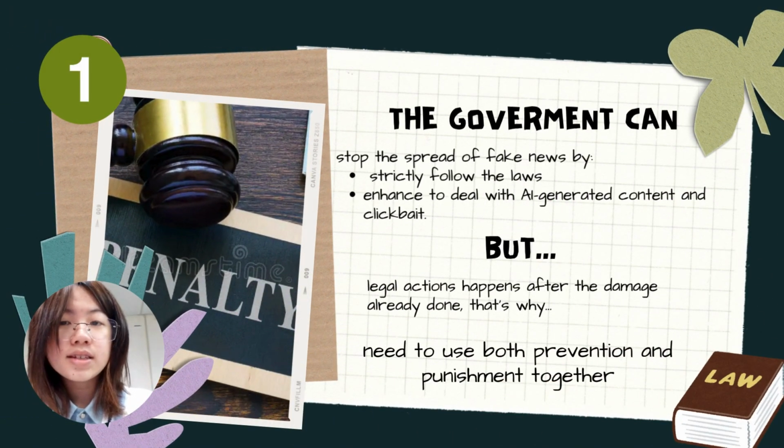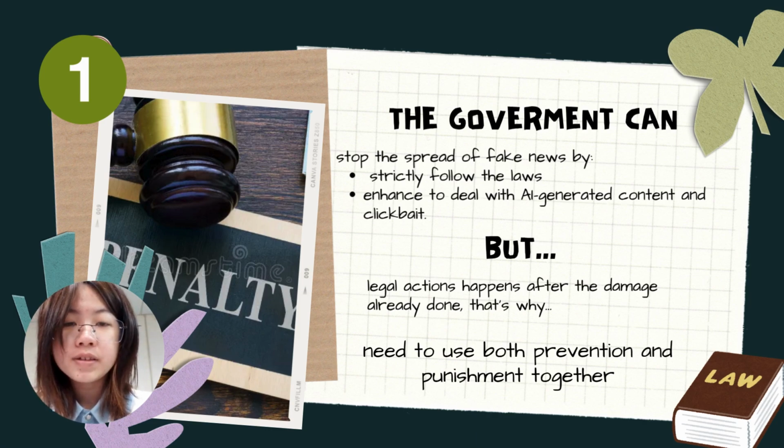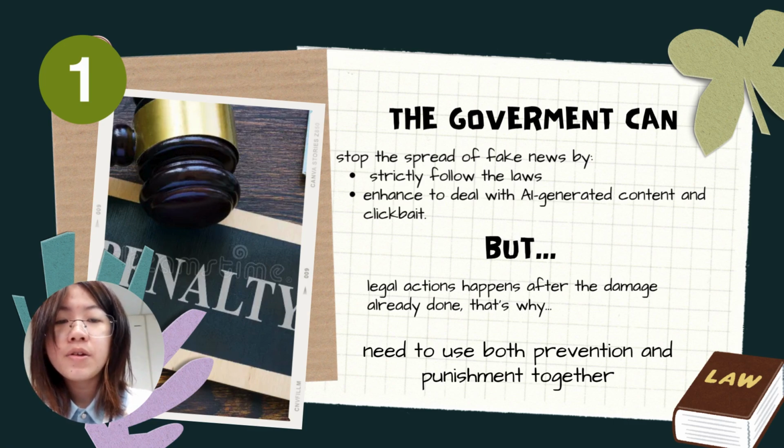Hence, from the existing laws, the government can stop the spread of fake news by strictly following the laws and enhancing them to deal with the new AI generated content and also clickbait. But the legal action happens after the damage is already done. So that's why we need to use both prevention and punishment solutions together, which will be the next solution, and I will pass to you.